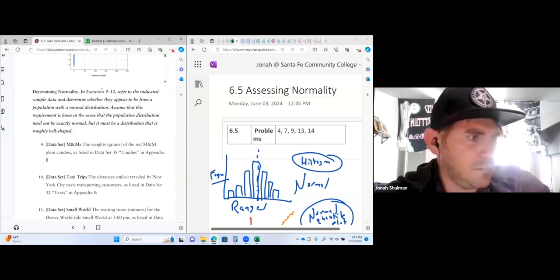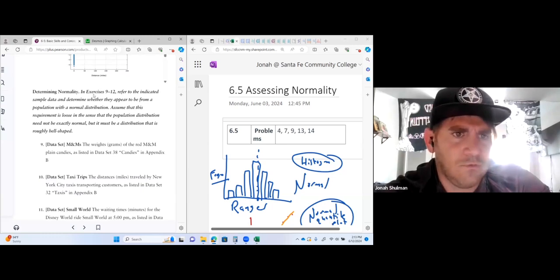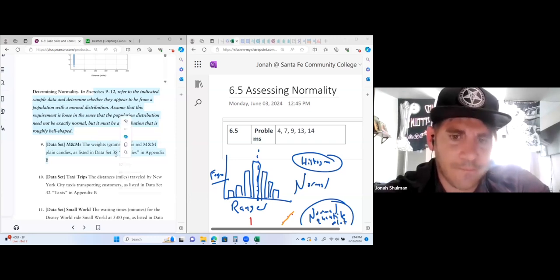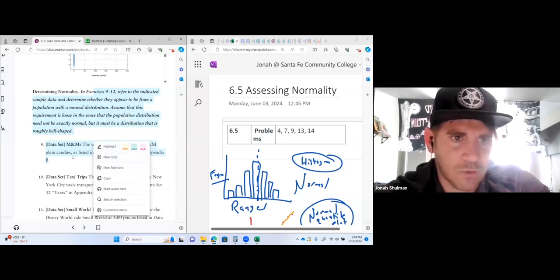All right, where's 9? In number 9, refer to the indicated sample data and determine whether it appears to be from a population with a normal distribution. Assume that the requirement is loose, in the sense that the population distribution need not be exactly normal, but it must be roughly Gaussian. All right, so we're going to do the weight of M&Ms. Okay, let's make it happen.